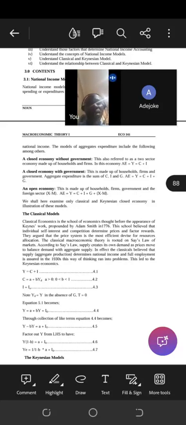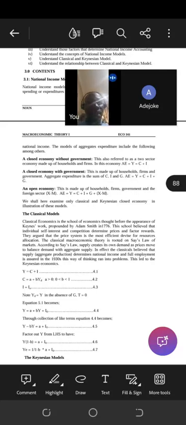We can get it using the spending approach, using the income approach, and then the value added approach. So there are three approaches to arriving at the national income: the spending or aggregate expenditure approach, the income approach, and the value added approach.